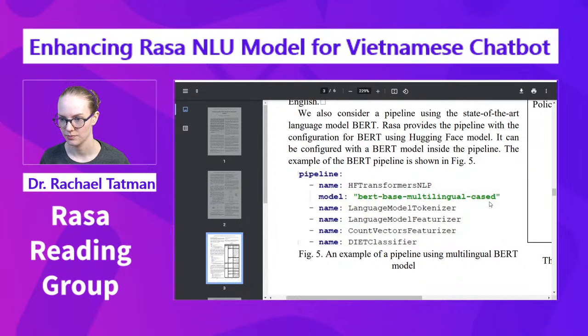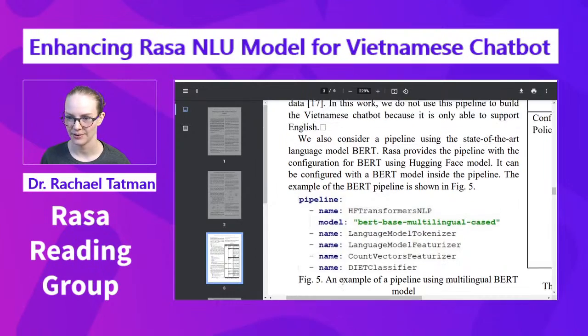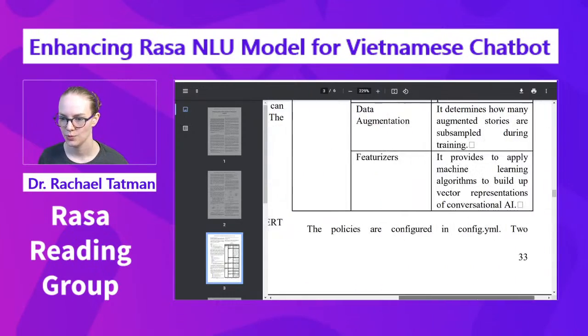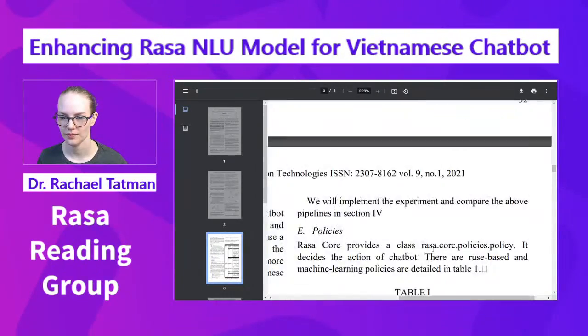So you'll be linked to it from our docs, but if you're looking for more information on this model, the Hugging Face documentation is a better place for it. And then tokenizer, featurizer, count vector featurizer, and then a DIET classifier. We will implement the experiment and compare the above pipelines in section 4.